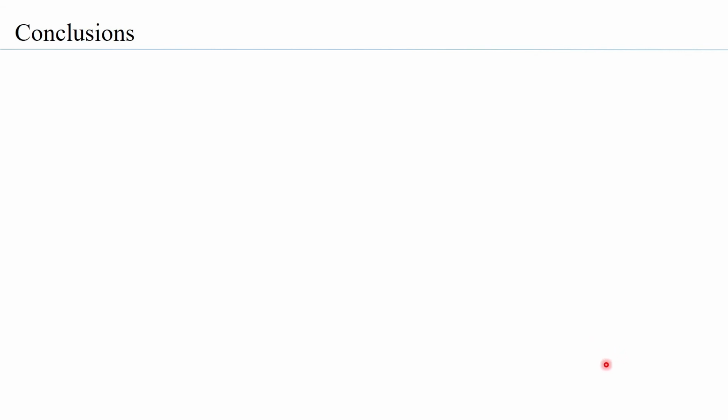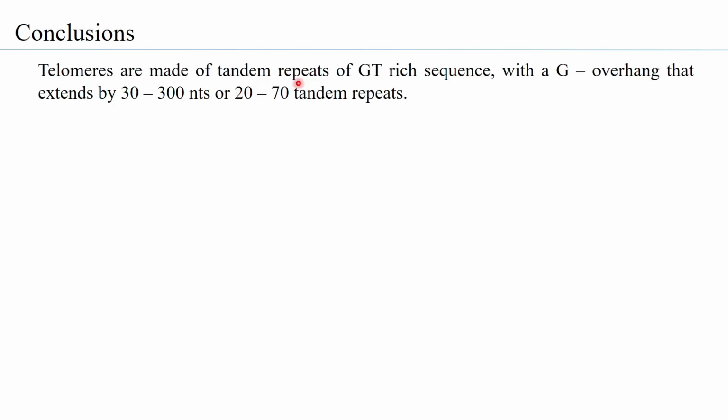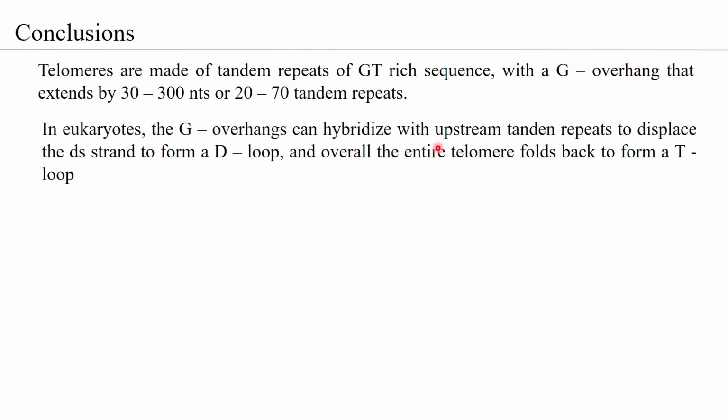So let's make the conclusions. Telomeres are made of tandem repeats of a GT-rich sequence with a G overhang that extends by 30 to 300 nucleotides, or 20 to 770 tandem repeats. In eukaryotes, the G overhangs can hybridize with upstream tandem repeats to displace the double-stranded DNA to form a D loop. And overall, the entire telomere folds back to form a T loop.